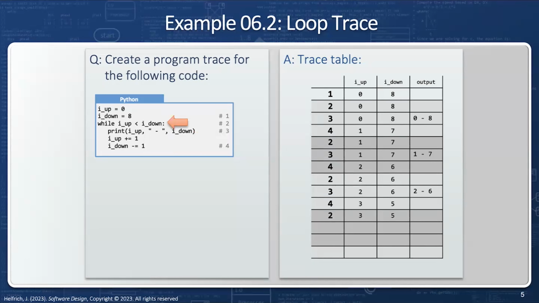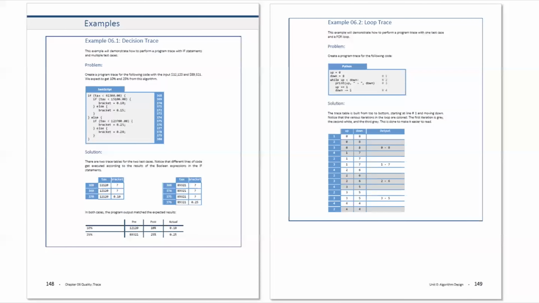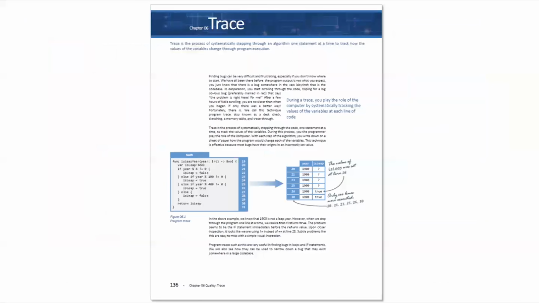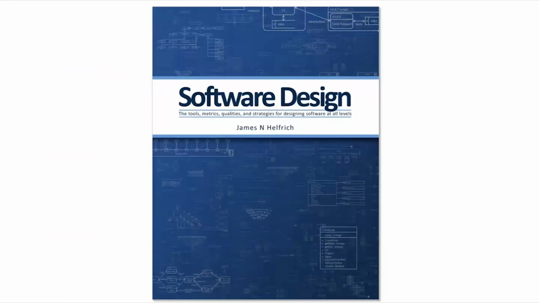Go back up to line 2, 3 and 5. Go to line 3, do my output. Go to line 4, and now 4 and 4 is my result. Now I'm going to go back up to line 2, and since i up is not less than i down, I'll exit the loop at that point in time. And therefore my output would be 0 8, 1 7, 2 6, 3 5. And notice how I can once again go back in time by looking at the value of the table at a given moment in time, and that shows me what the variables were and the state of the program. This was example 6.1 and 6.2 in the trace chapter of the software design textbook.